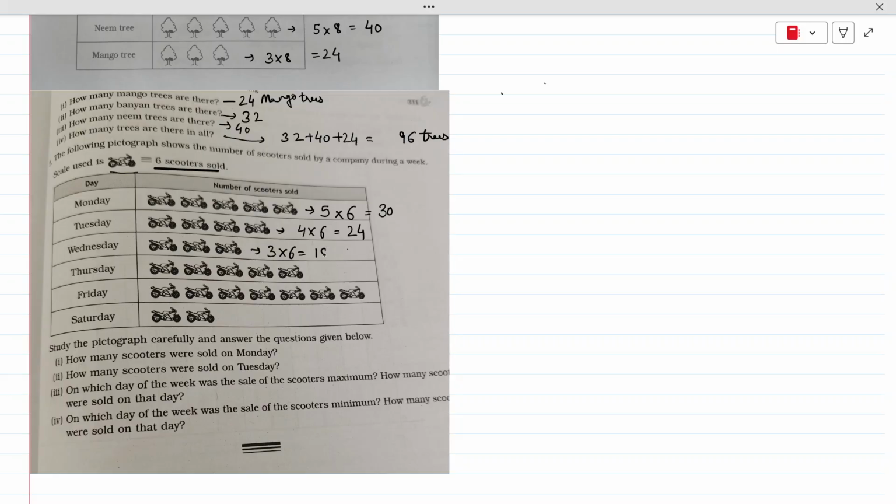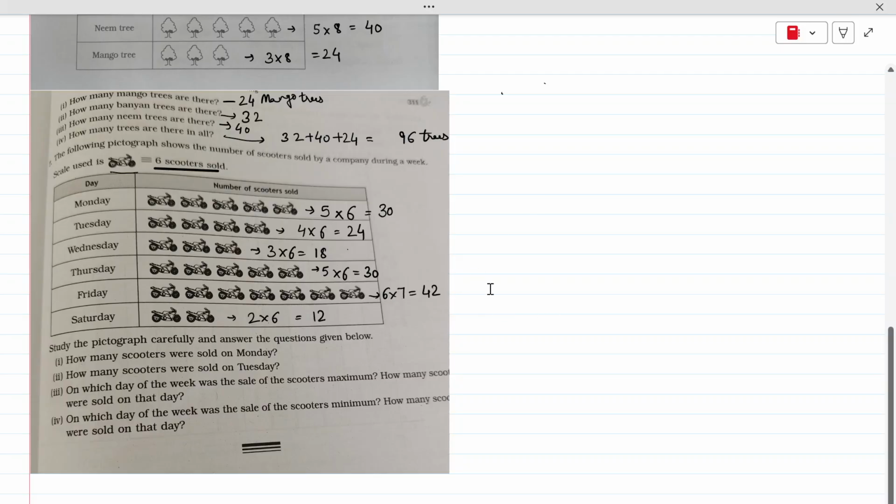Okay. Next we have 1, 2, 3, 4, 5. On Thursday also we have 5 multiplied by 6, which will give us 30 again. Next we have 1, 2, 3, 4, 5, 6 and 7. 6 multiplied by 7, which is 42. And on Saturday only 2 were sold. So 2 multiplied by 6 will give us 12. Okay. So I hope this is very much clear how we have done this. Let's move further to the questions.